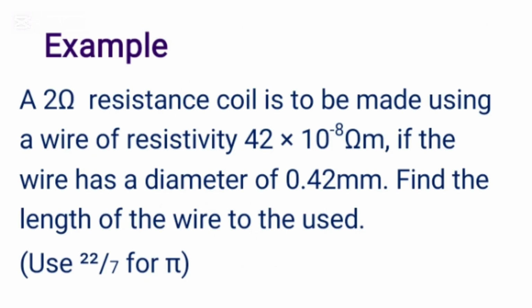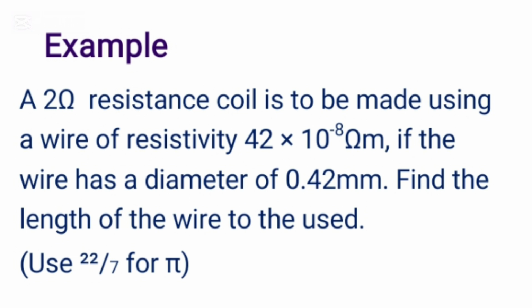Example: a 2 ohm resistance coil is to be made using a wire of resistivity 42 times 10 raised to power minus 8 ohm meter. If the wire has a diameter of 0.42 millimeter, find the length of the wire to be used. Use 22 over 7 for pi.